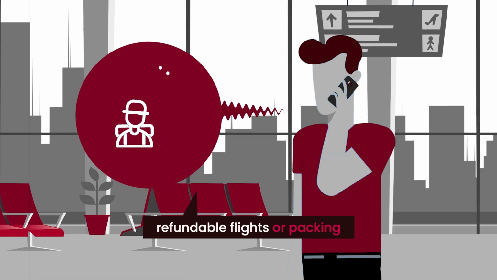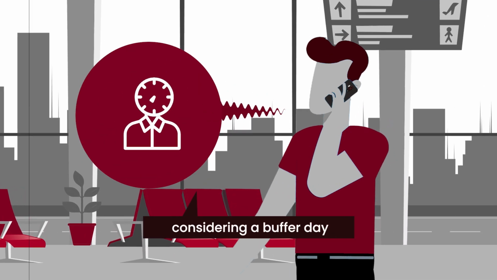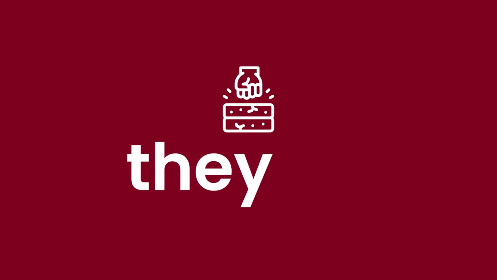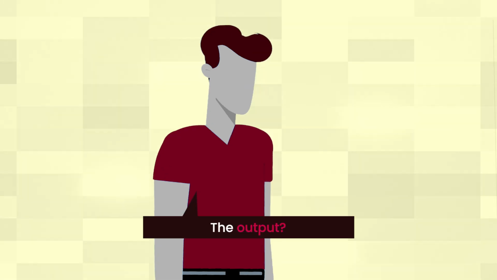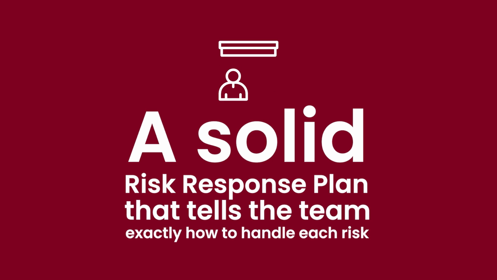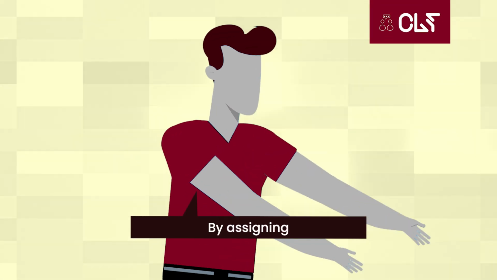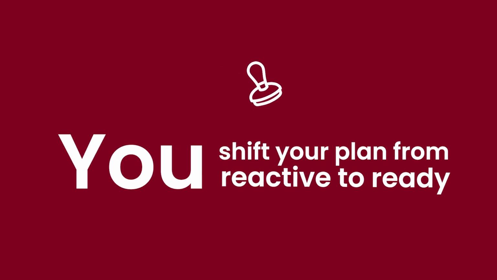It's like booking refundable flights, or packing a spare charger, or considering a buffer day in case of airline strikes. They are proactive moves that reduce the impact of surprises. The output? A solid risk response plan that tells the team exactly how to handle each risk. By assigning risk response strategies and risk owners, you shift your plan from reactive to ready.